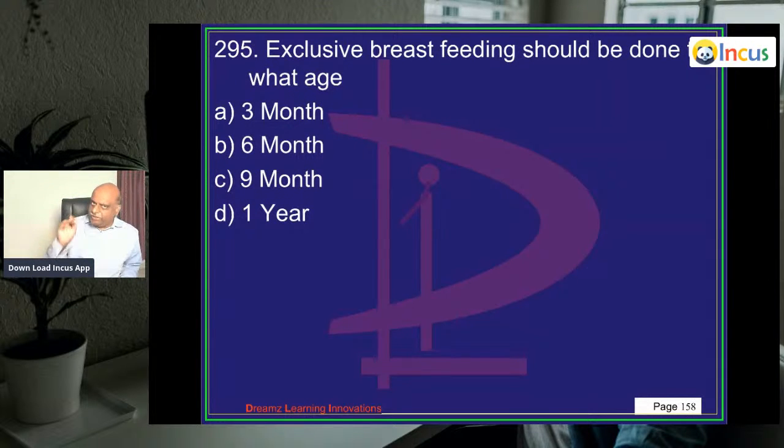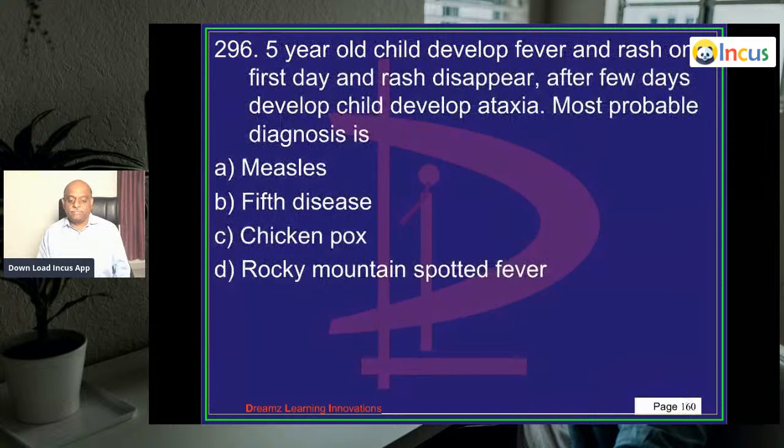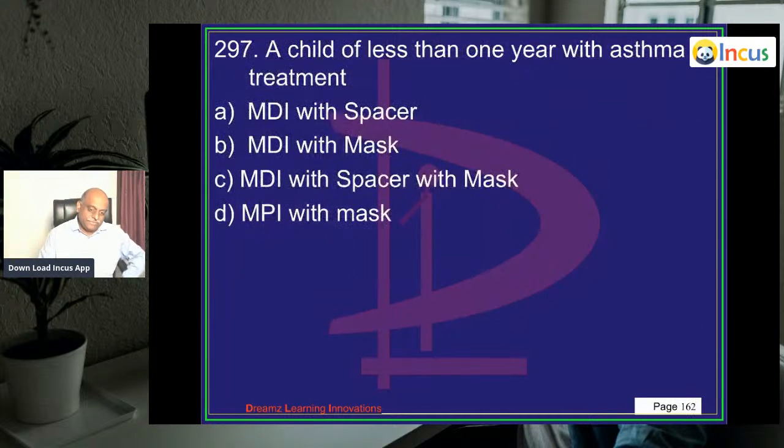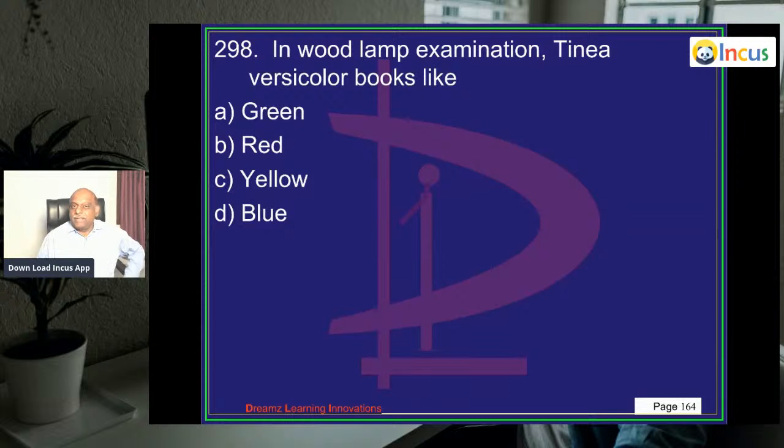Exclusive breastfeeding, you need to do up to 6 months of age. A 5-year-old boy has fever and rash on the first day, and the rash disappears after a few days, and then the child develops ataxia. So all this is the classical feature of chickenpox. A child less than 1 year with asthma, you have to use MDI with spacer with mask. Tinea versicolor, if you do Wood's lamp, it looks yellow.